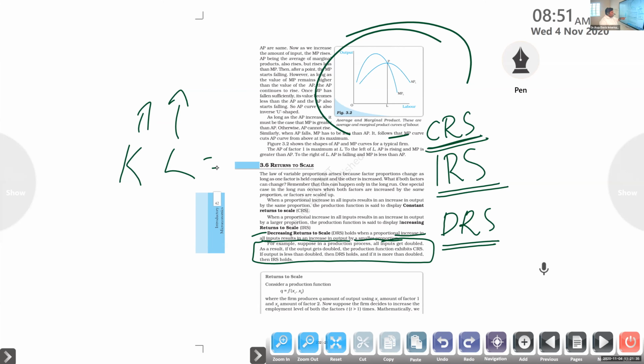If output is less than doubled, it is called DRS. Clear? Output is less than doubled, so we can call it DRS, decreasing returns to scale. If it is more than doubled, it is IRS, increasing returns to scale. So this statement is helpful for you to understand what is CRS, what is IRS, and what is DRS. Okay, clear?